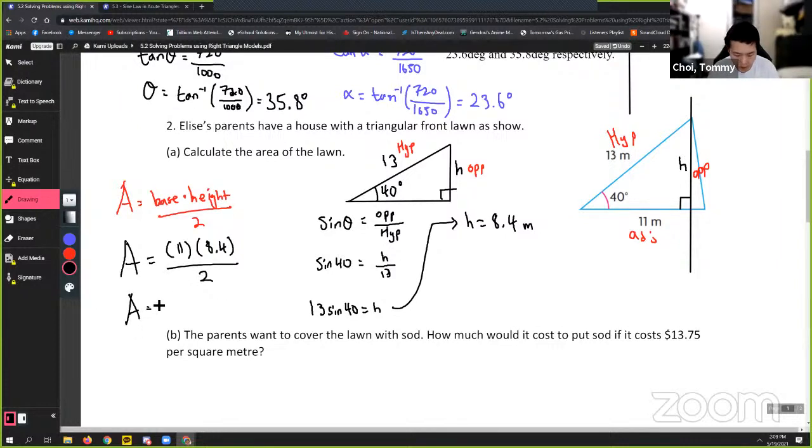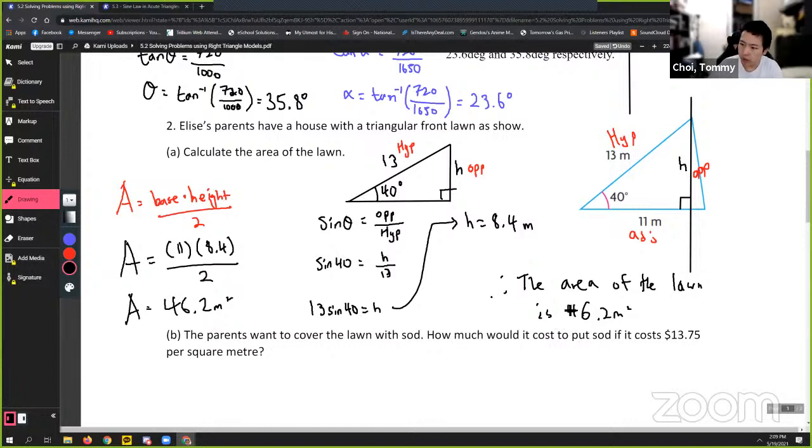So the area of the lawn that you should have gotten is 46.2 meters squared. So therefore, the area of the lawn is 46.2 meters squared. Just like that. So 46.2 meters squared is our area.